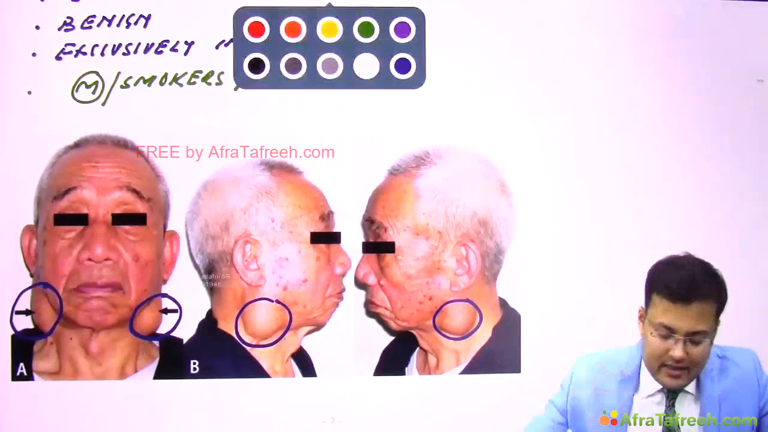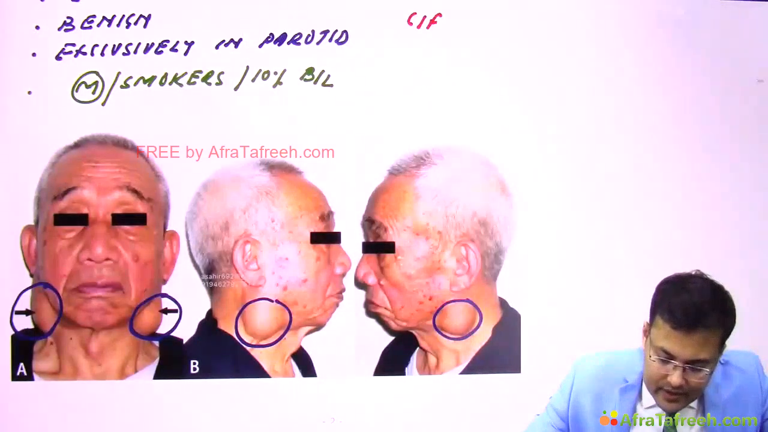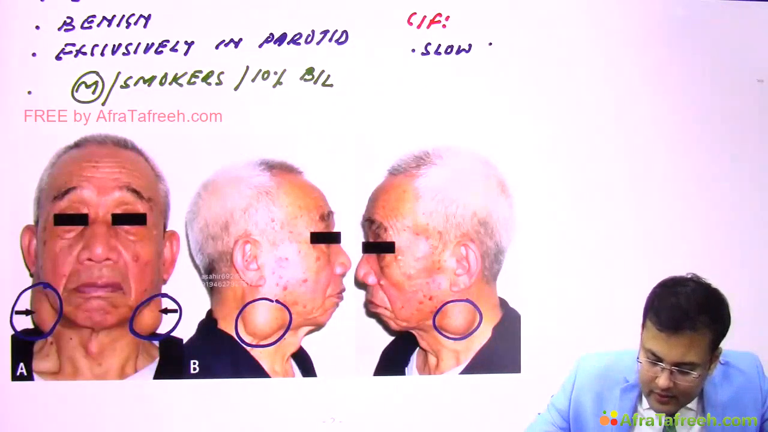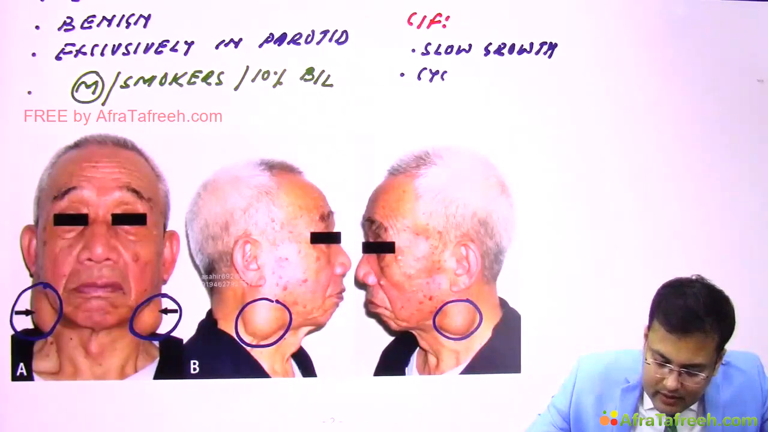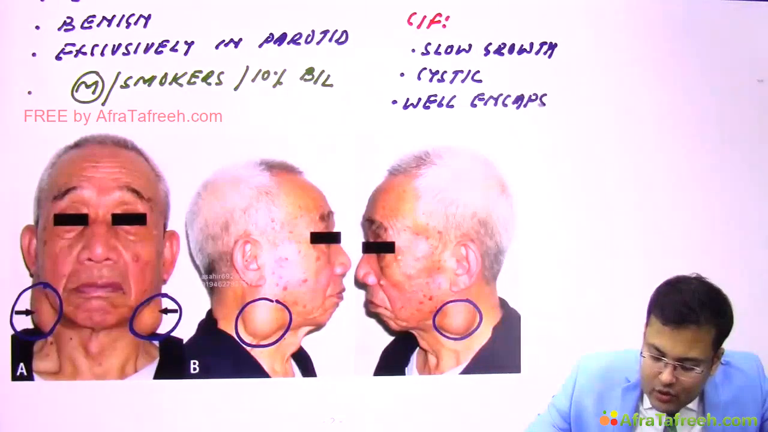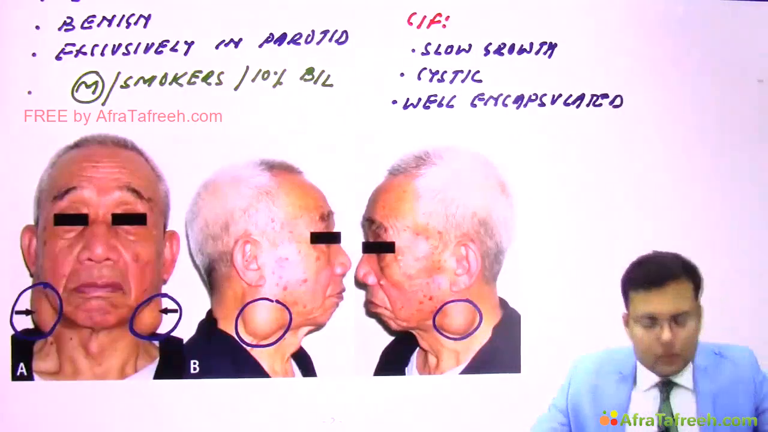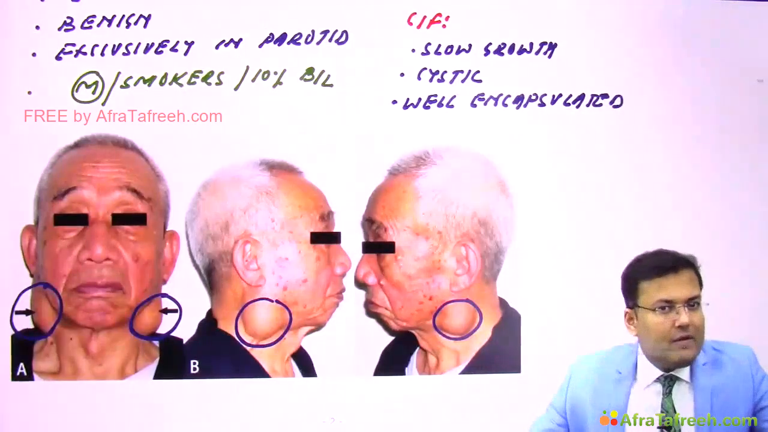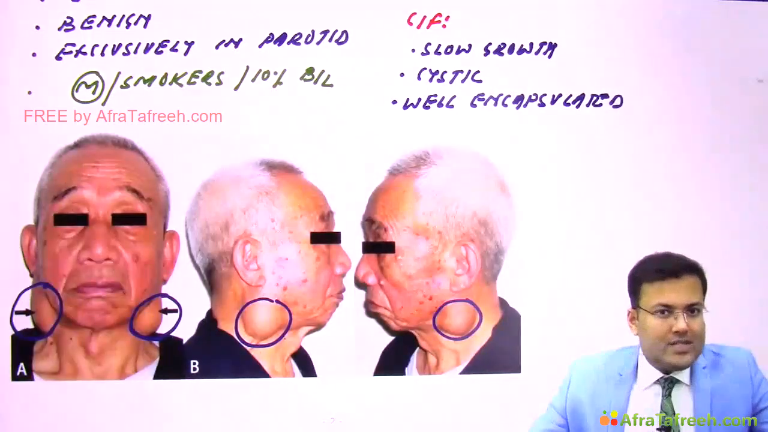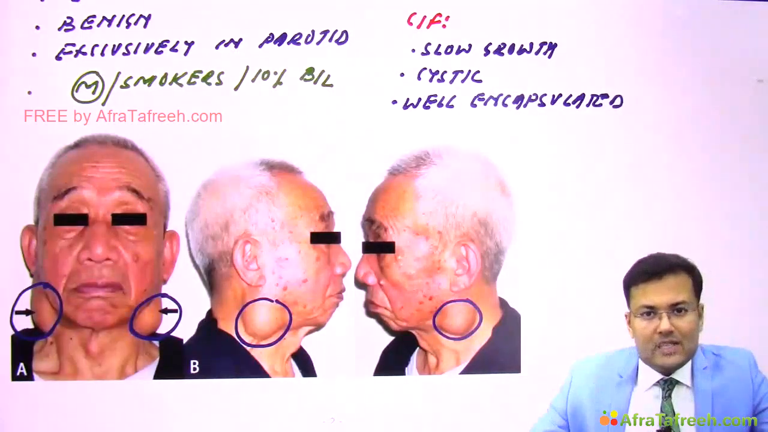And what kind of tumor is it? It is cystic. So see the clinical features. The tumor has slow growth and it is cystic. Clear? It is well encapsulated, and there is no malignant change in this tumor. How do we make the diagnosis? Obviously, the investigation of choice for diagnosis is FNAC.